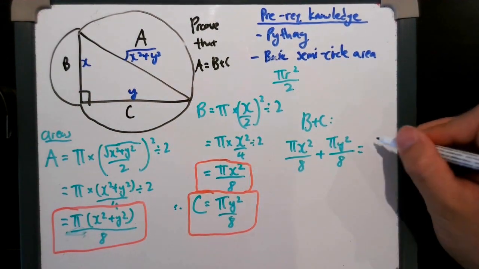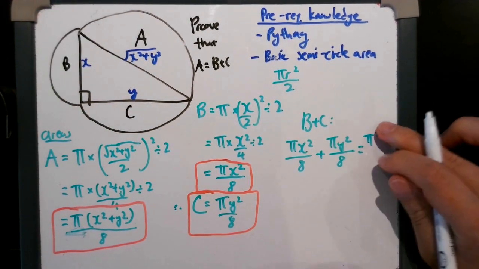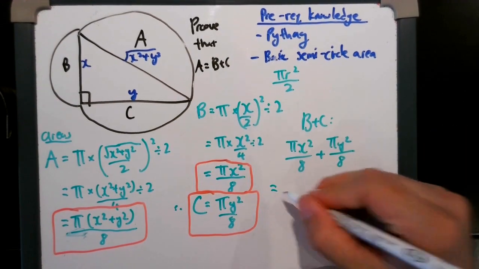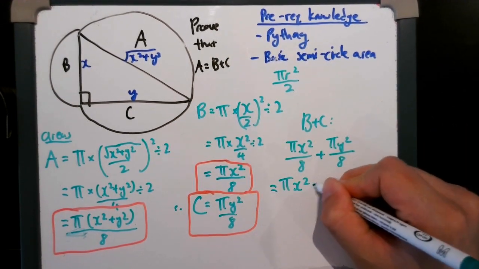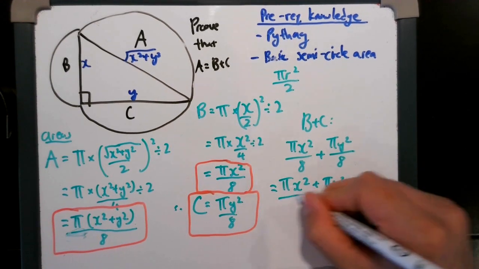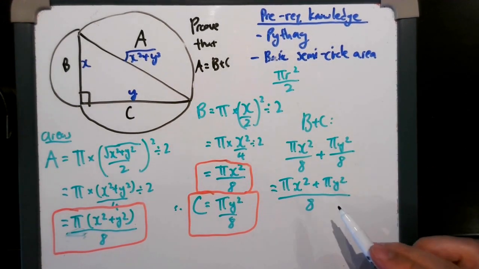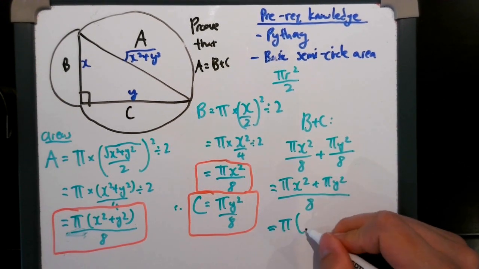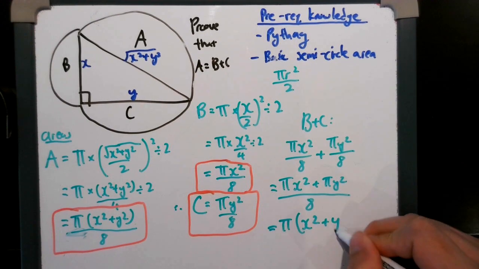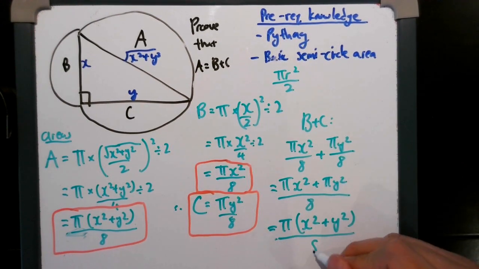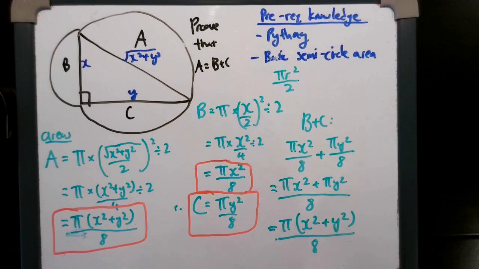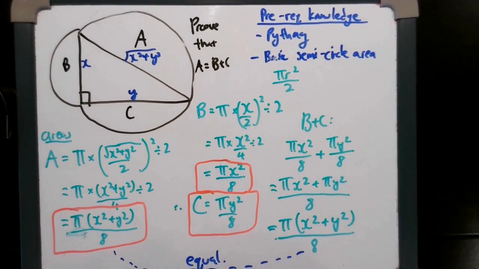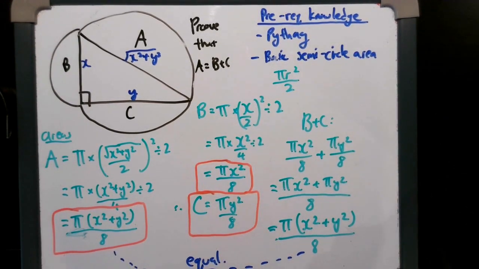So it just becomes, there's not enough space to do this here, pi x squared plus pi y squared over 8. Now you can take out pi as a common factor of the top one, so you just get pi (x squared plus y squared) over 8. Great, and there's the proof. Running out of pens, colors here, but these are equal. So yeah, there you go. That's how you would solve this question.